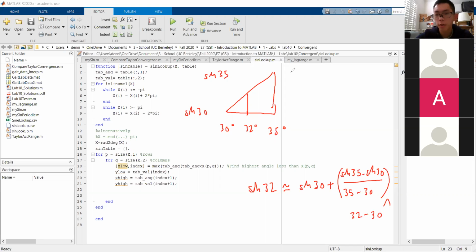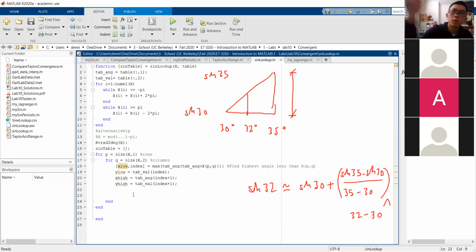If you want to think about it like this, you're taking this vertical distance and then you're scaling it down by a fraction, the ratio of 32 minus 30 over 35 minus 30. So that's enough for the conceptual stuff.